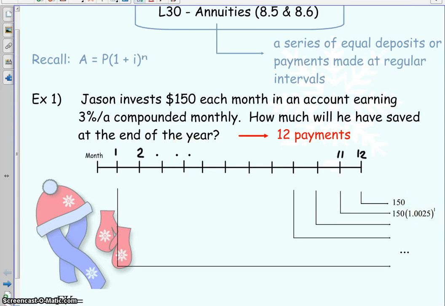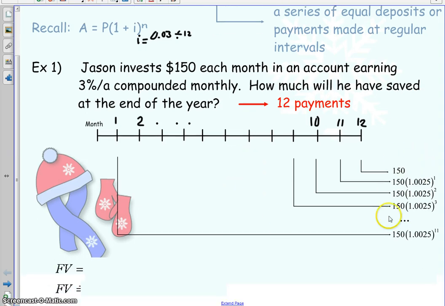So remember, if you picture 3% compounded monthly, it's 0.03 divided by 12. That's going to be your i. So that $150 has earned the interest once, and that's going to contribute to the total. And then you go back another month to the 10th month, and all of a sudden that one's going to have earned interest twice, and so on and so forth. So each of these payments is going to earn interest a certain number of times, going back to the one in the first month, which will have earned interest 11 times. And the total value in that account will be all of these amounts added together.